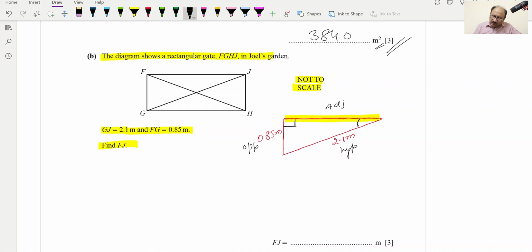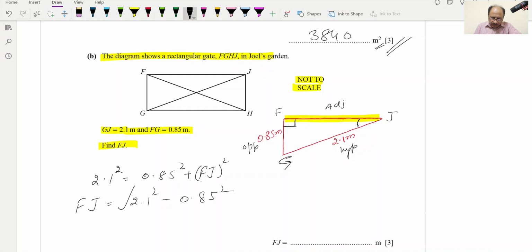So we can write 2.1 squared is equal to 0.85 squared plus, we can take this side as x, so this is equal to x squared, or we can write the names F, J, and G, so plus FJ squared. Now FJ will be equal to 2.1 squared minus 0.85 squared, under root.